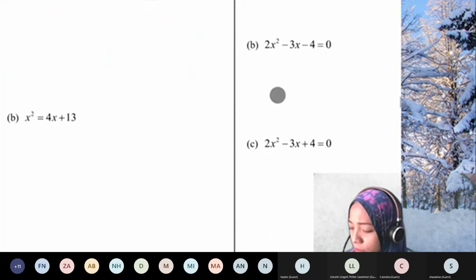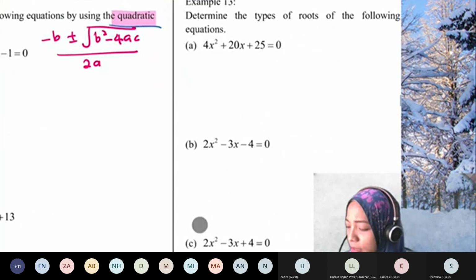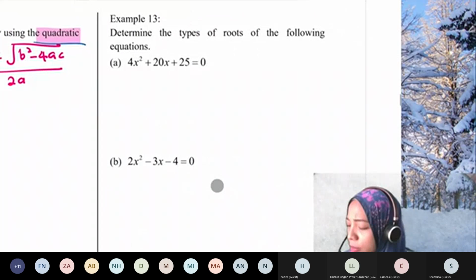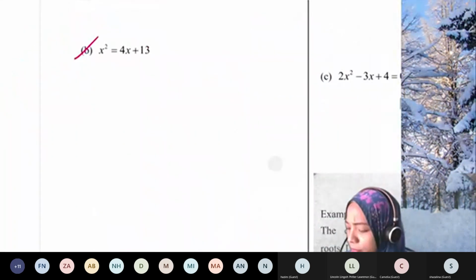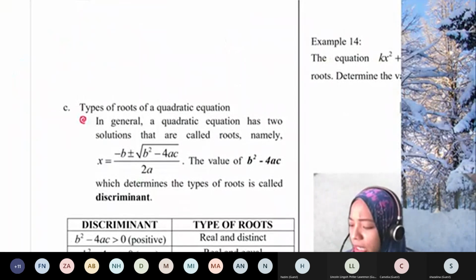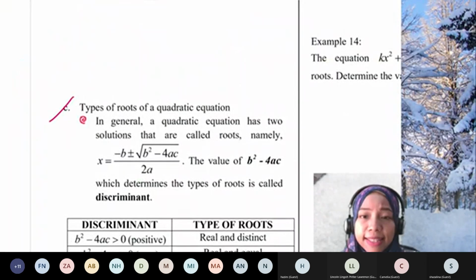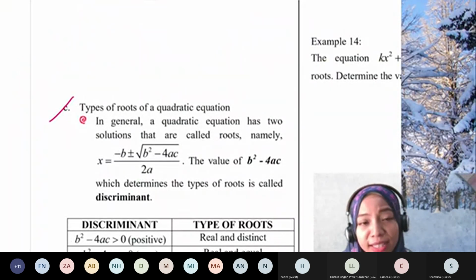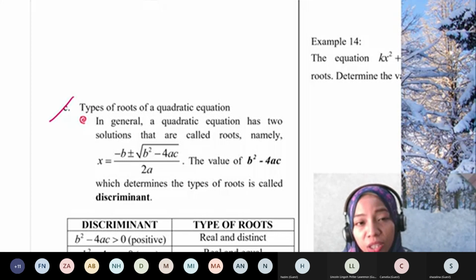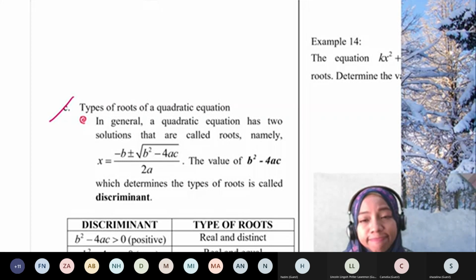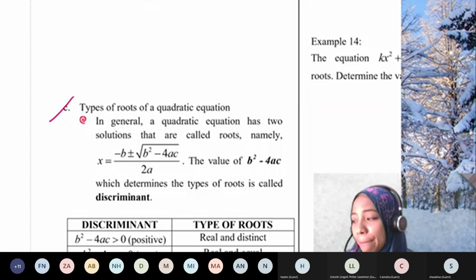Okay. Alright. I let this for you to solve. Determine the types of roots. Okay, ini I continue next class. Maybe dengan kelas you, maybe dengan kelas orang lain, you check the video. Okay? Alright? Okay, any question?